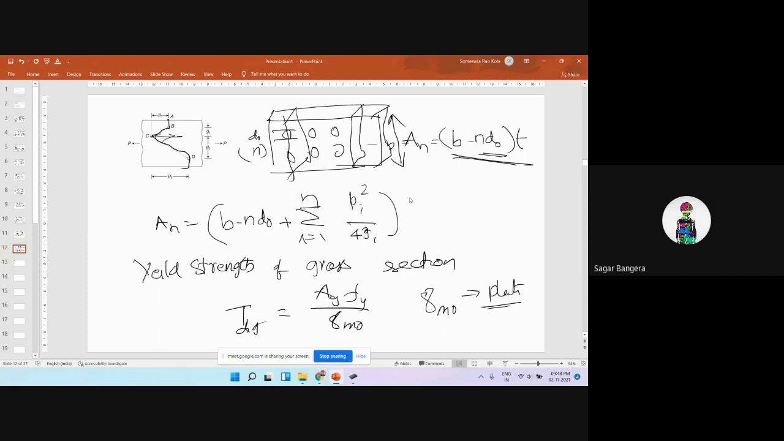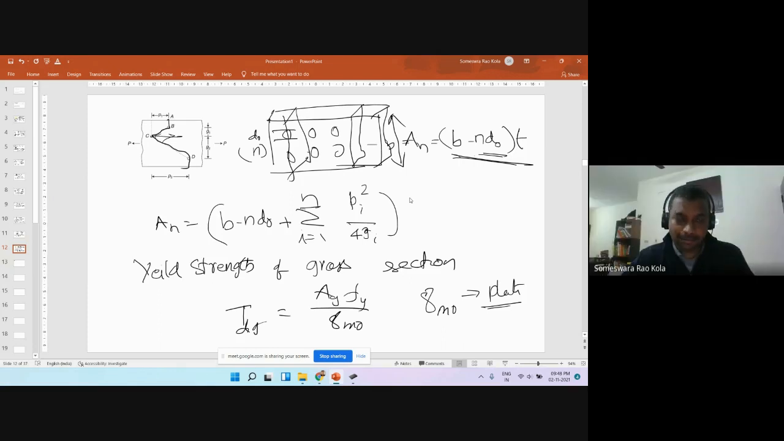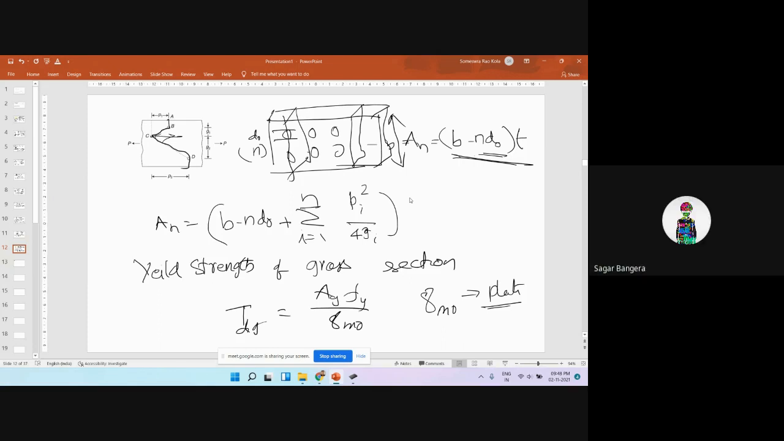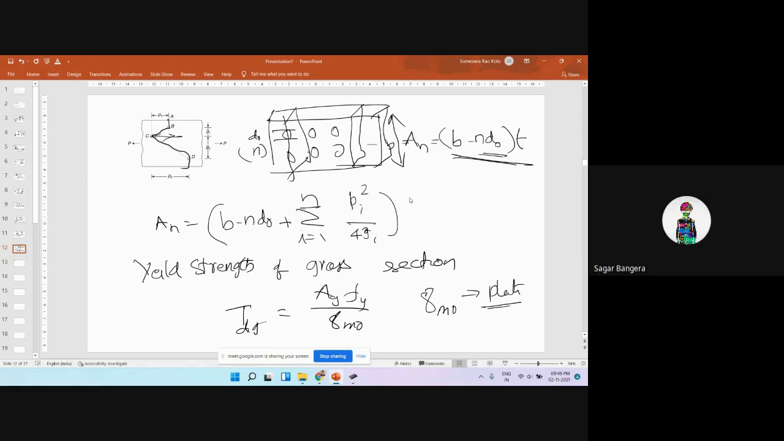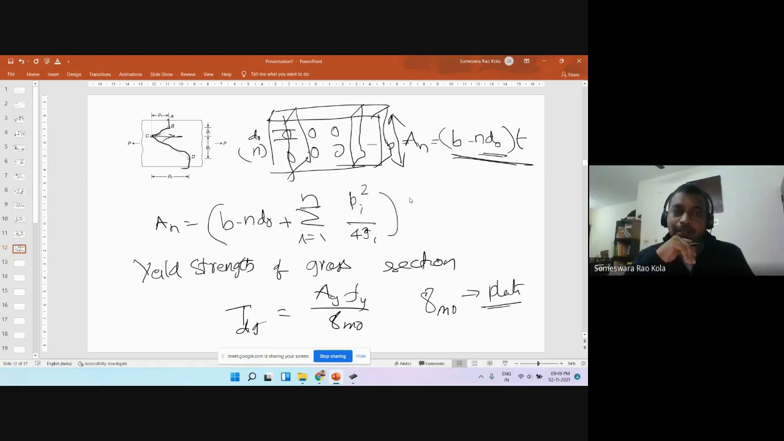Sir, in this staggered connection, we add summation of pitch squared by 4g. Then we can conclude that the staggered connection is superior when compared to the previous connection, sir, because we get more area. Yes, it is definitely.